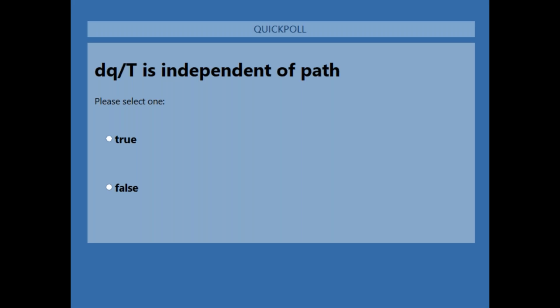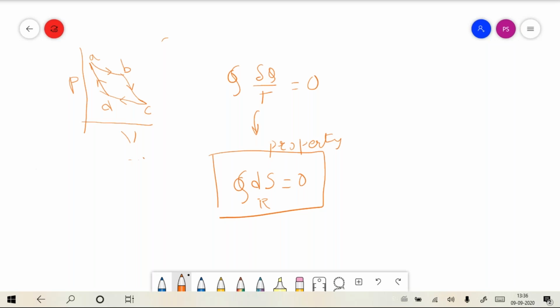So it appears that most of you understood this, that the integral of del Q by T is a property, it represents the change in property, and hence it is independent of the path taken. And we had proved this, that the integral of del Q by T is independent of the path which is taken. So the answer is true. Let me take the next question.